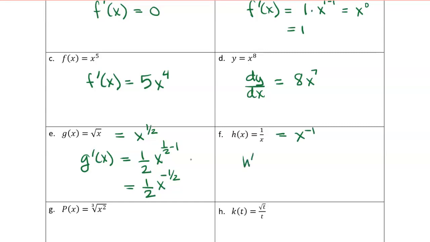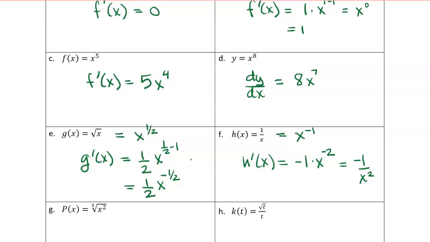So h prime of x, right? It's a different function, so label it as h prime of x. We're going to bring down the power, which is a -1, and then multiply by x to the -1 becomes -2. Now, if I want to simplify this, I could actually rewrite this as -1 over x squared if I want to. So in general, you don't have to still simplify.